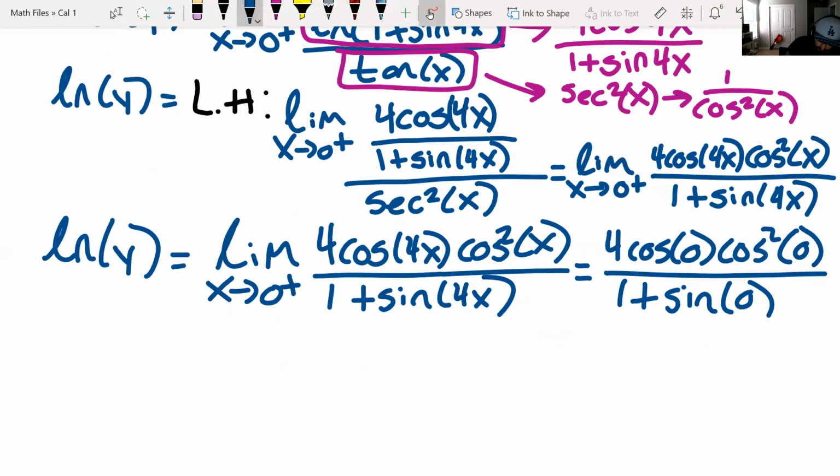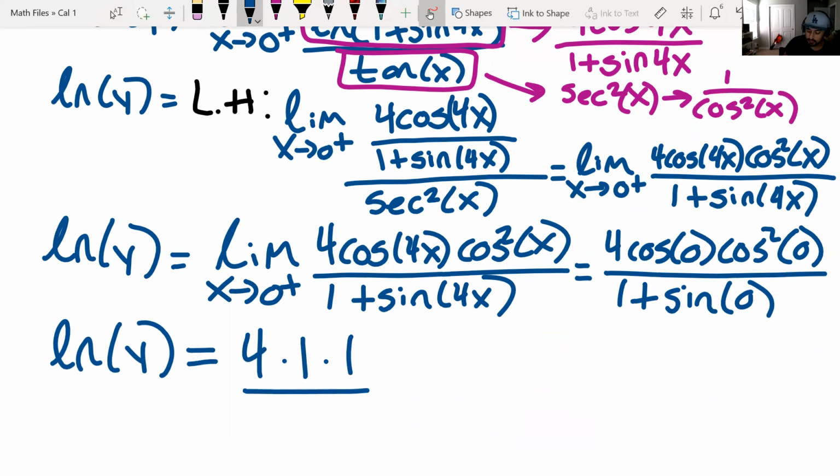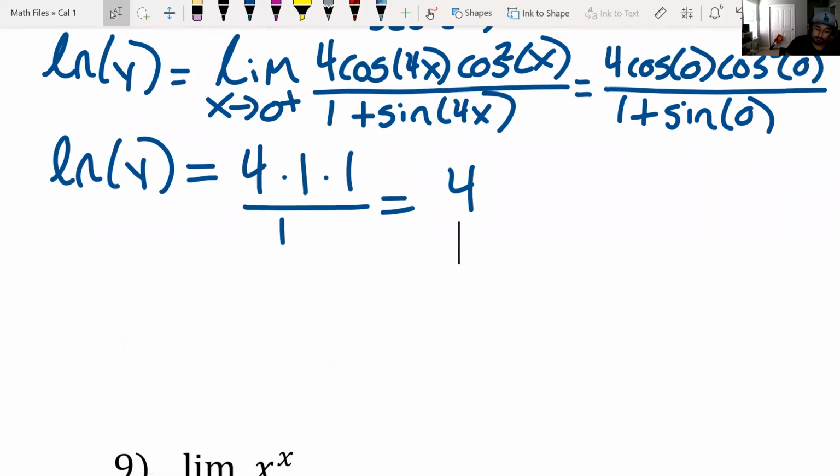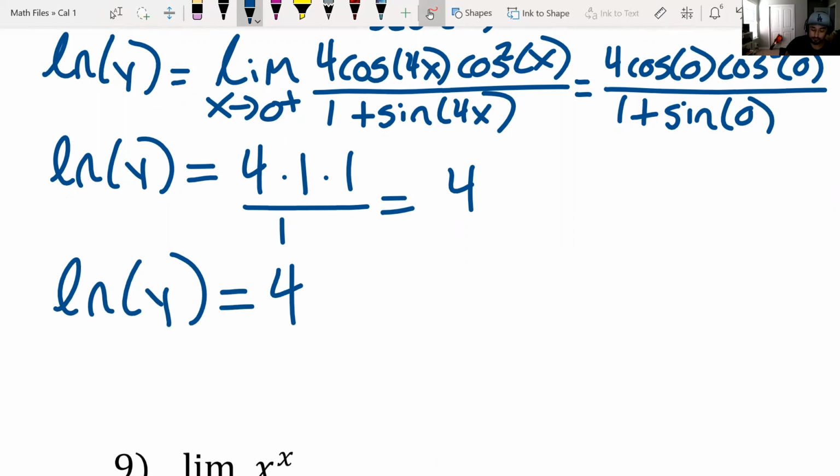This leaves me with the natural log of y equal to, cosine at 0 is 1. Cosine squared at 0 is 1 squared, which is still 1. So you get 4 times 1 over, sine at 0 is 0, so this is all over 1, which gives me just 4. Almost there, kids. Now you get the natural log of y equals 4. We need to solve for y.